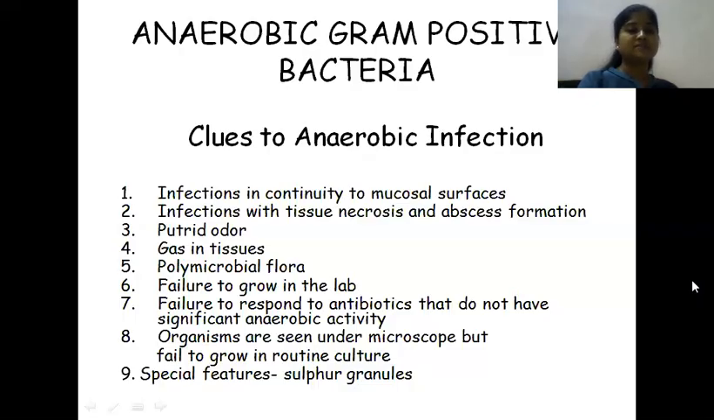Then these organisms are seen under the microscope, but they fail to grow in routine culture because routinely we opt for aerobic culture. So in order to grow anaerobes, we need to have a high level of suspicion for anaerobes in the specimen. And sometimes these wounds are associated with special features like sulfur granules. These granules are present in Actinomyces infections.